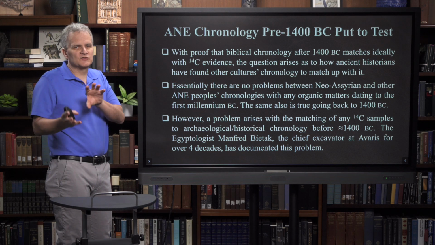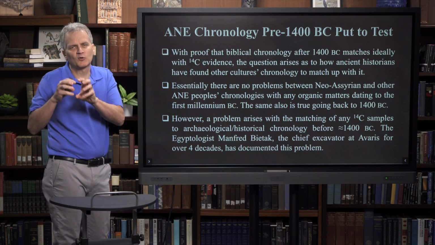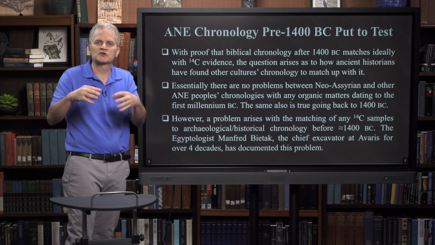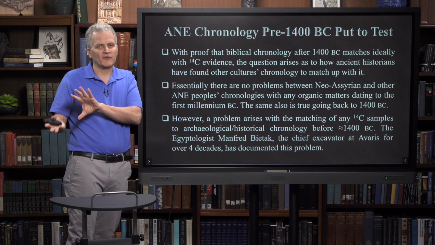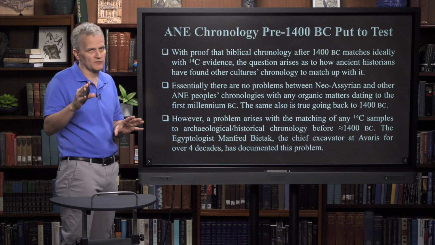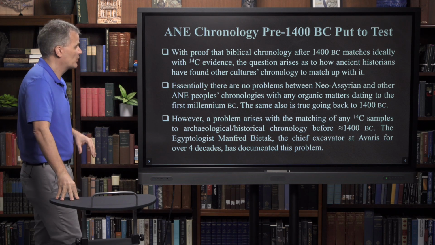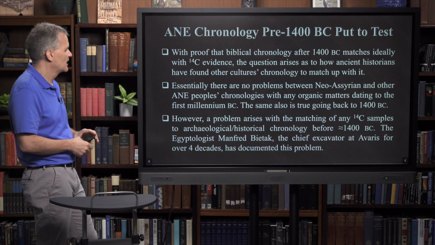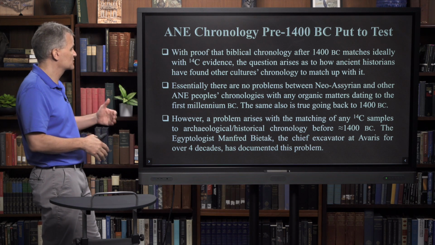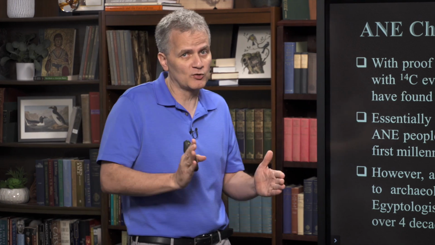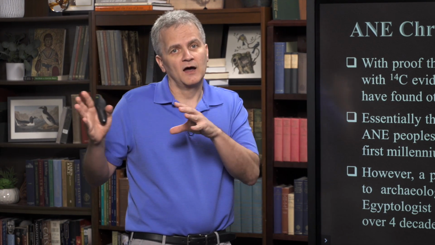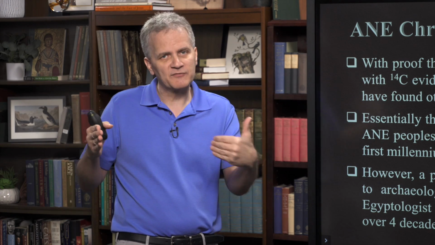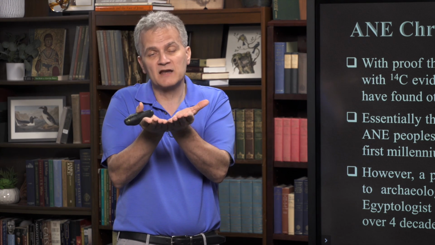So we can scrutinize biblical chronology, but let's scrutinize ancient Near Eastern history and chronology with other cultures. And for that, we're going to go before 1400 BC. Essentially, there are no problems between Neo-Assyrian and other ancient Near Eastern peoples' chronologies with any organic matters dating to the first millennium BC. So just like with biblical chronology and biblical history, with a study of the other ancient Near Eastern cultures, after 1400 BC, they once again match.